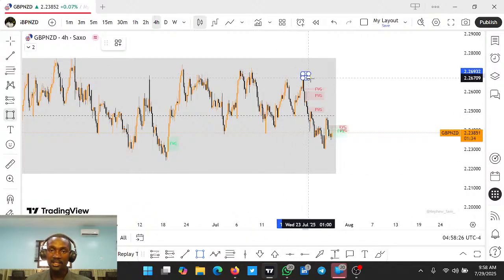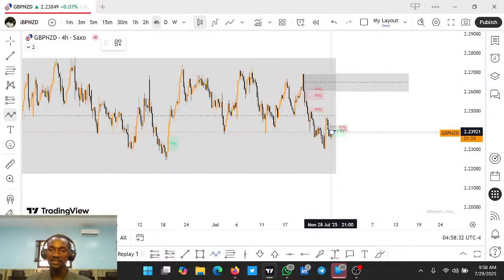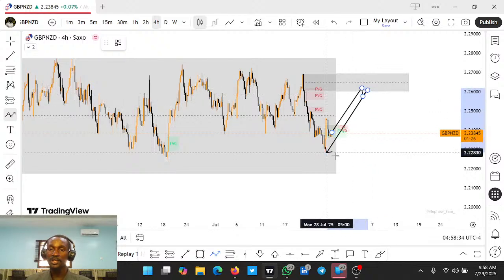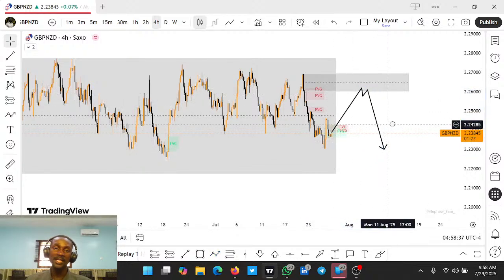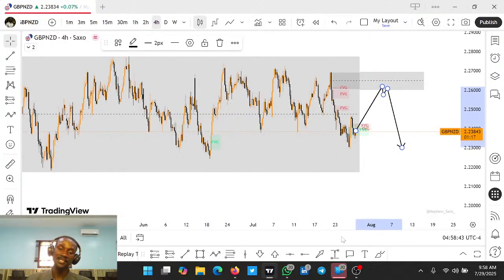So even if I'm selling, I'll be selling from here. Upon confirmation, I wait for the market to come to this level, look for confirmation to sell, and then sell towards this direction. But clearly the market is choppy on GBP NZD. So I think that's it, Jamabu. You're welcome, Stephen. So Jamabu, GBP NZD is ranging, but my bias would be more of selling than buying.